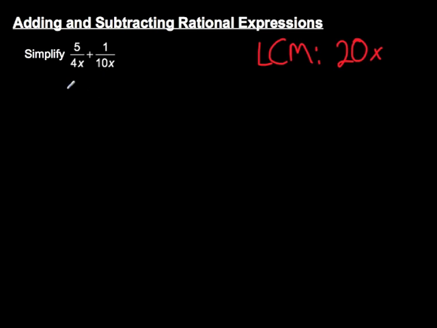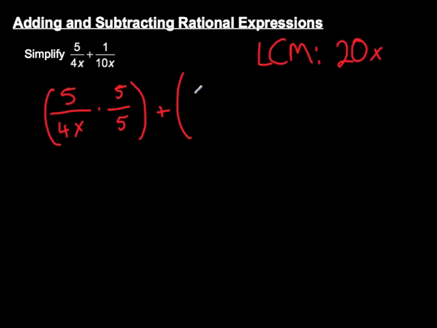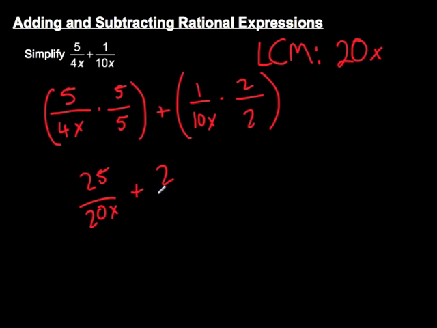In order to do that, I'm going to multiply the first fraction by 5 over 5, because 5 times 4 is 20. So we get 5 over 4x times 5 over 5. And we're going to add that to 1 over 10x. In order to get 10x to become 20x, we need to multiply by 2. So we multiply by 2 over 2. And when we do that, we get 25 over 20x. And we get 2 over 20x, because of course we're multiplying by the 2.